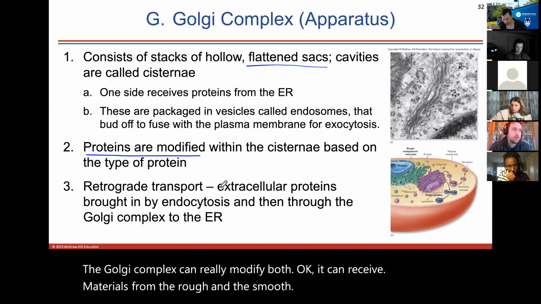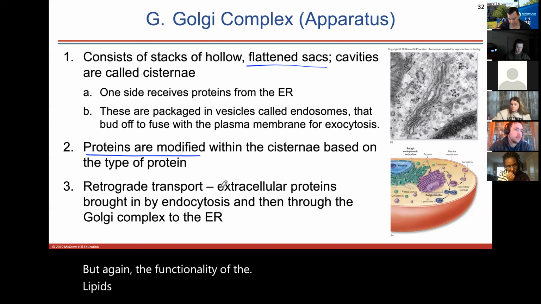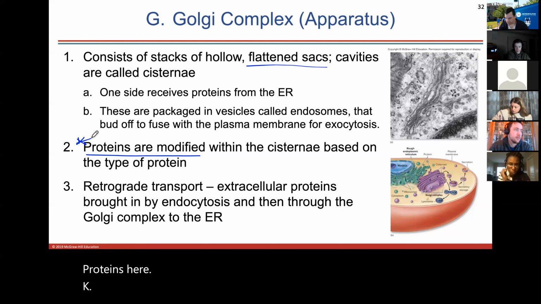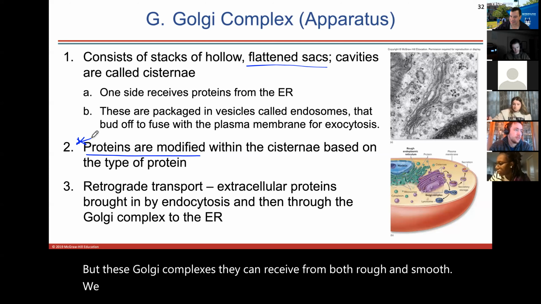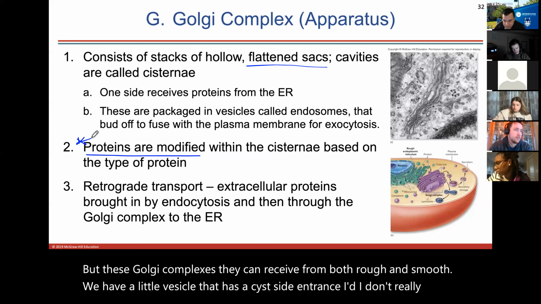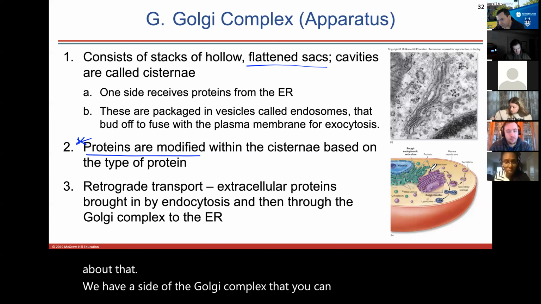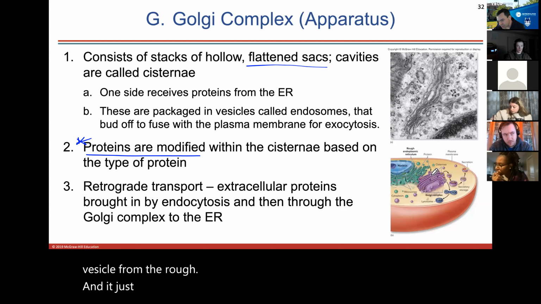But again, the functionality of the lipids of the smooth ER depends upon the cell. So I really only have proteins here, okay. But these Golgi complexes can receive from both rough and smooth ER. We have a little vesicle. It has a cis side and a trans side. I don't really care about that. We have a side of the Golgi complex that you can see receives a little vesicle from the rough ER, and it just travels through all these membranous tubes here.